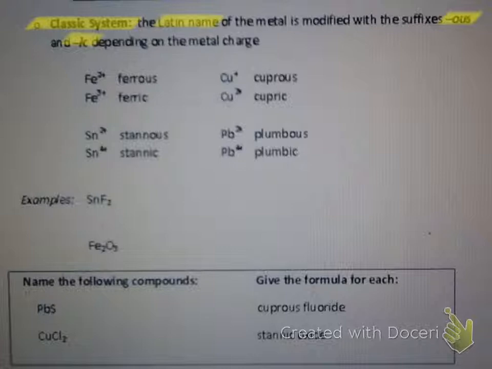And so instead of the name of the metal plus the Roman numeral, we'll have the Latin name with the suffixes us or ic. Us will be the less, ic will be the more. I always remember the suffix us as the lesser charge because I always say us is less, us is less. And that sounds very similar, us and less.